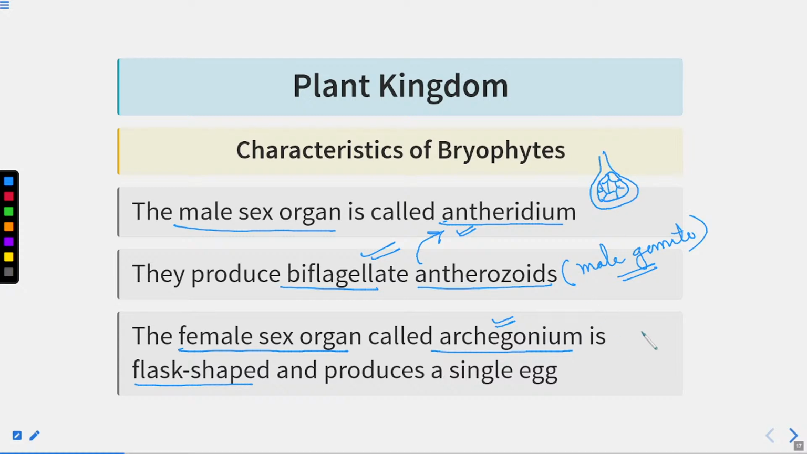But if you see this archegonium, it has a stalk. You can say this is a flower shaped structure like this, right? And here it is having an egg. So this is the archegonium structure, and it is flower shaped, and it produces a single egg here. Single egg, right?